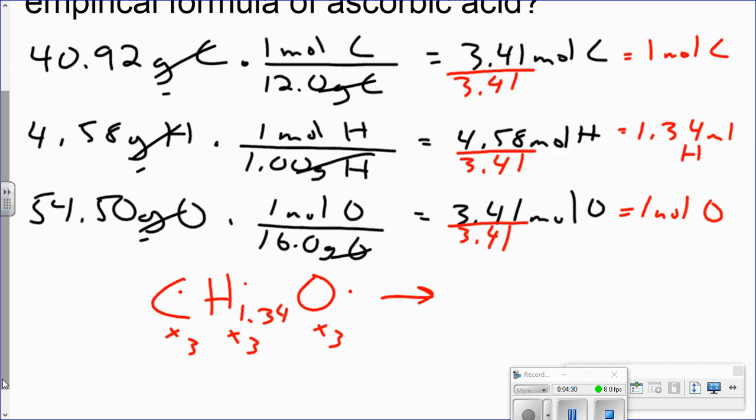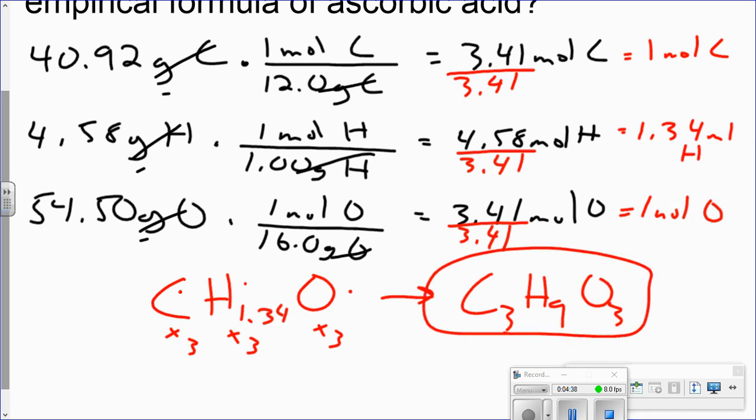So now our formula is C3H9O3. I'm sorry, C3H4O3. Jeez, that was terrible. I wasn't thinking. C3H4O3. That's the lowest whole number ratio.